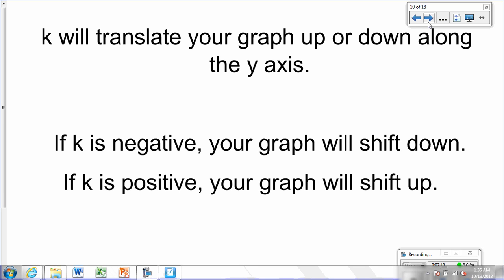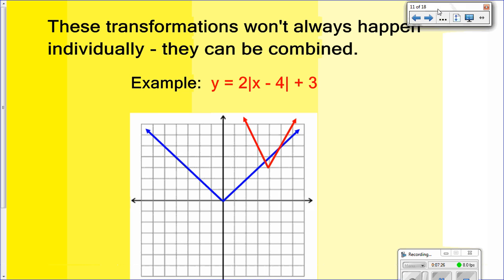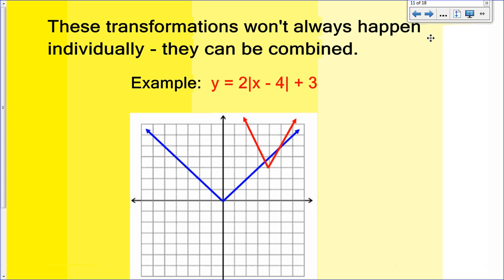So k is going to translate your graph up or down along the y-axis. If k is negative, your graph will shift down. If k is positive, your graph will shift up. And sometimes these transformations don't always happen individually.